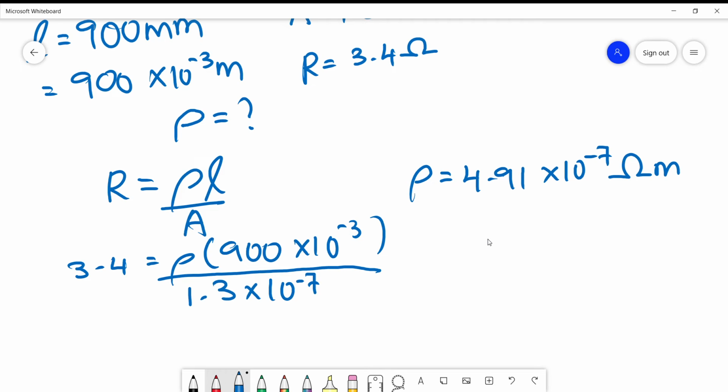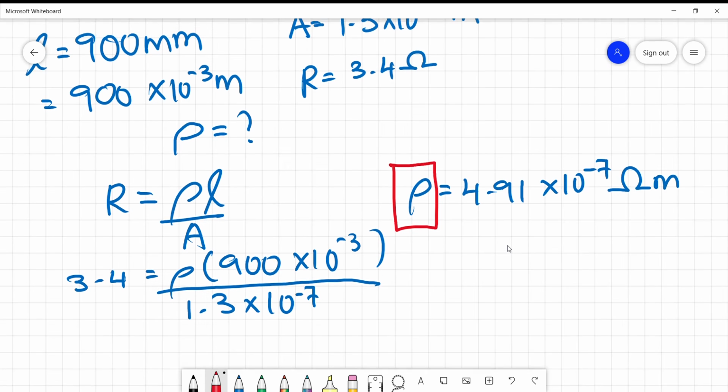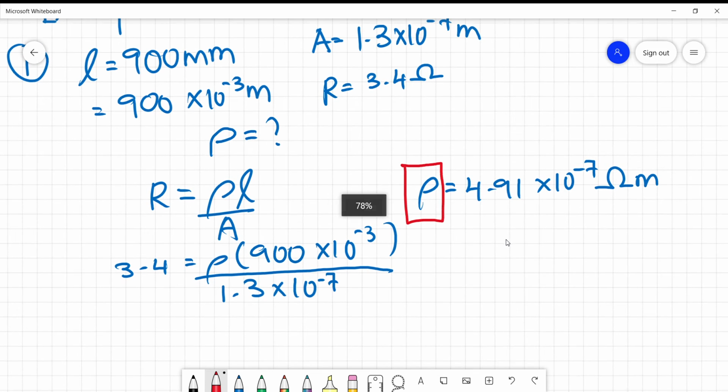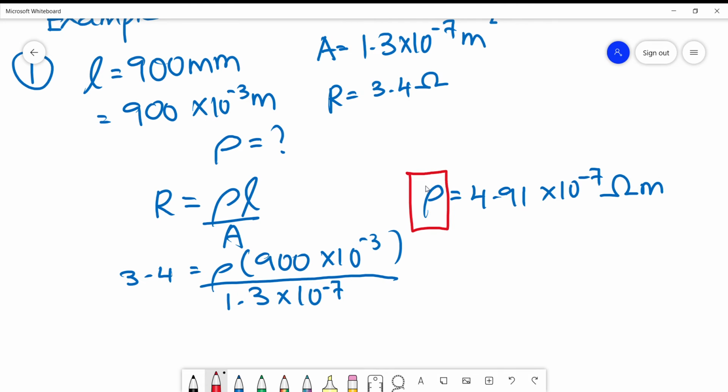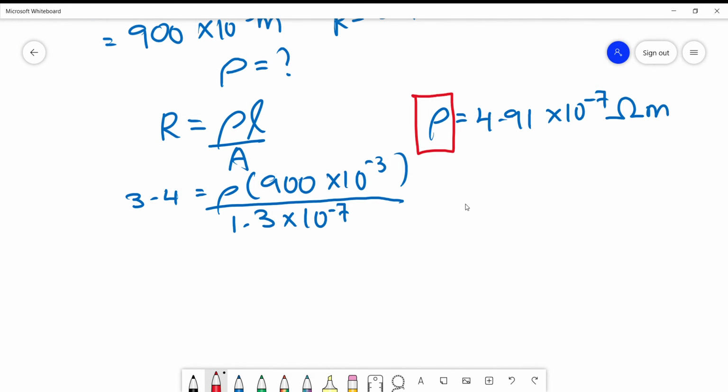Note that resistivity is a constant. Each different type of wire has its own specific resistivity. Okay, so let's move on to the second example.